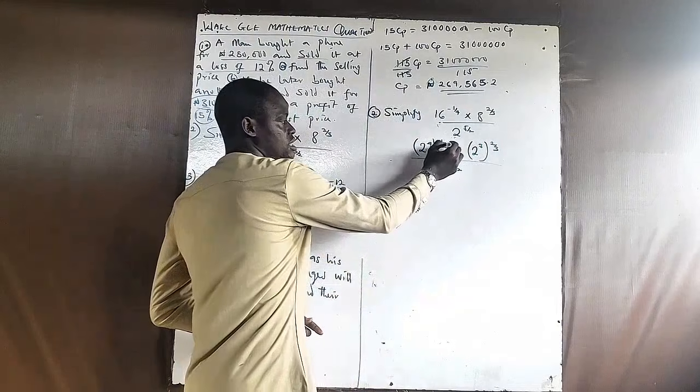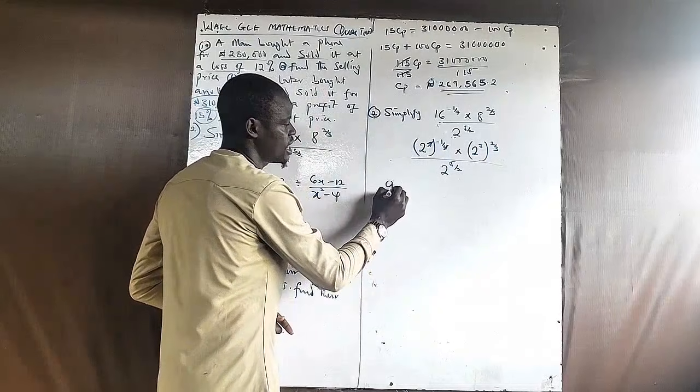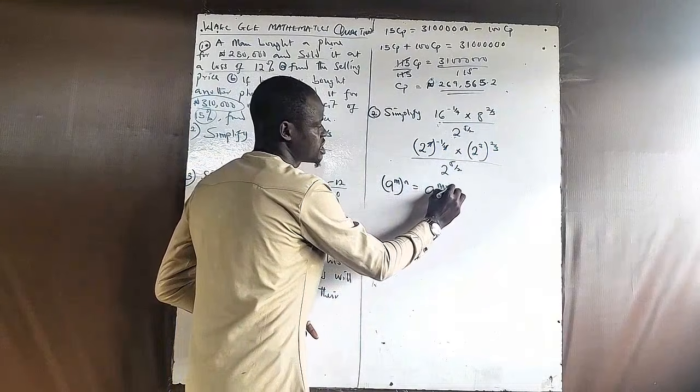Now 4 can easily divide this, because according to the rule of indices, when I have something like this, a raised to the power m, bracket n, it is equal to a raised to the power m times n.